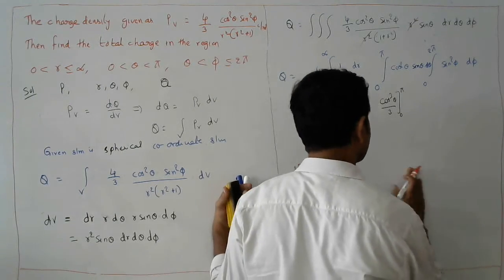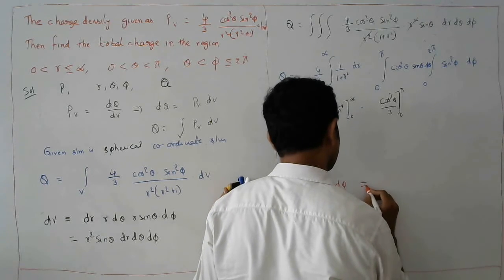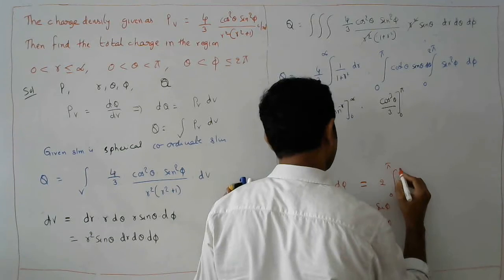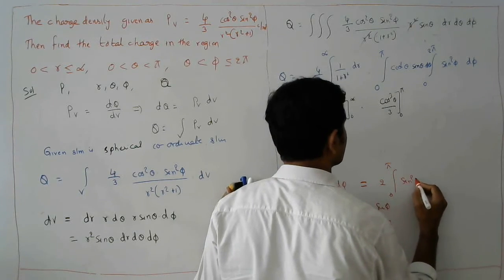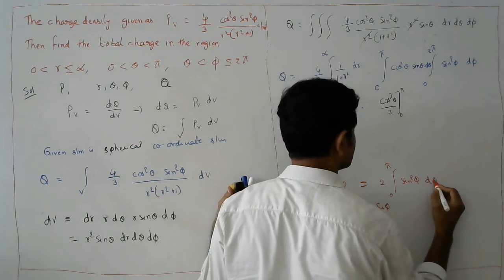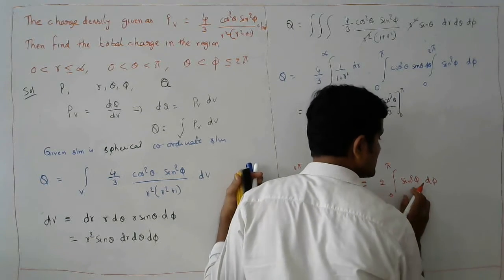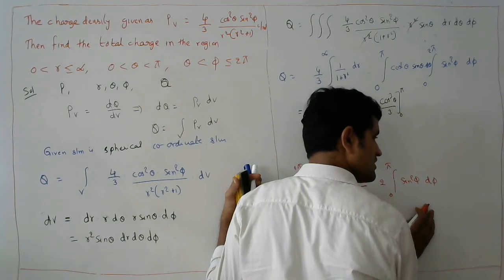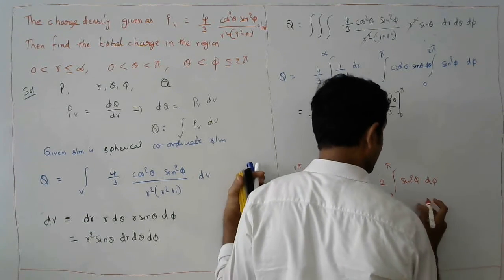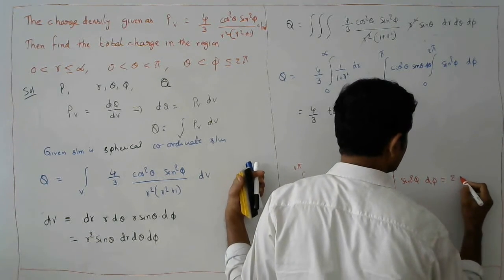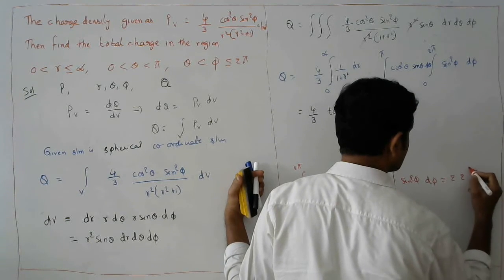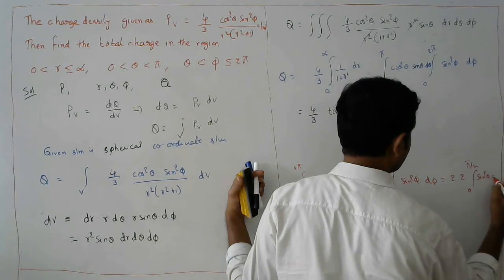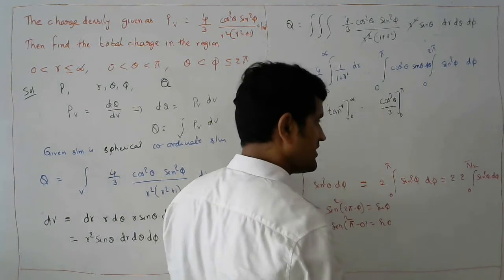So to simplify this symmetric function mathematically, we can write this function also as 2 into integral 0 to pi sin square theta d theta. Again a symmetric function like this. Why? Because sin square of pi minus theta is also sin square theta. So this also we can write as 2 into integral 0 to pi by 2 sin square theta d theta.